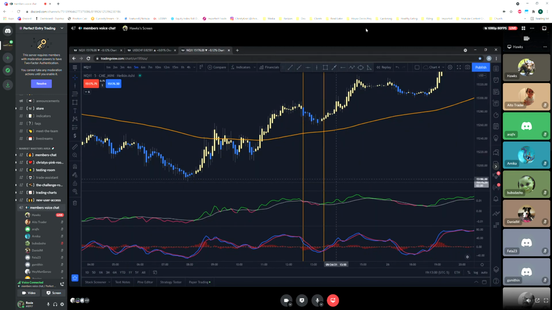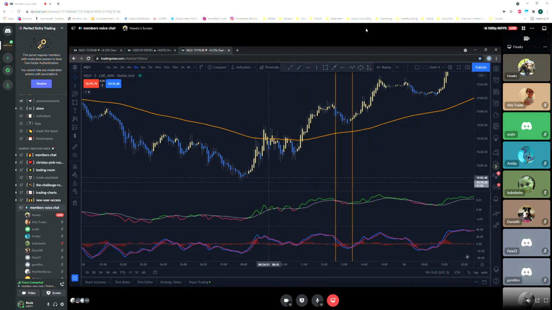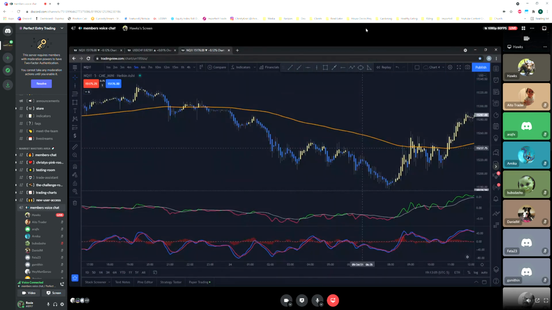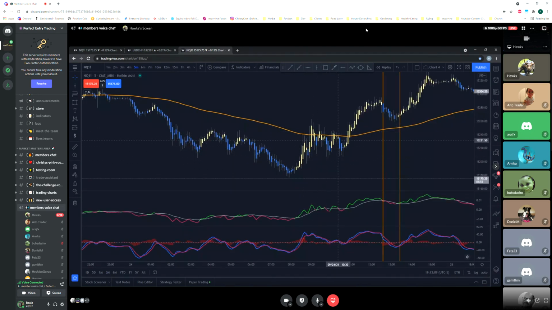Taking every entry can get to be a little bit choppy, such as that area that he was just highlighting over there, where the market here is rapidly moving up and down. You can take a lot of losses in that.